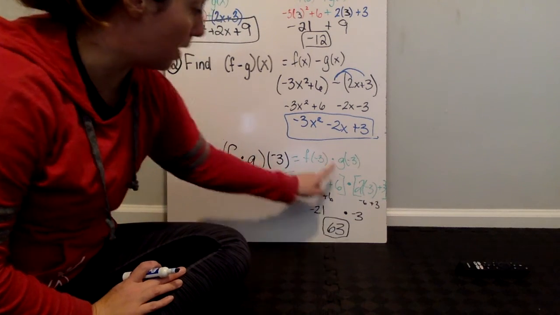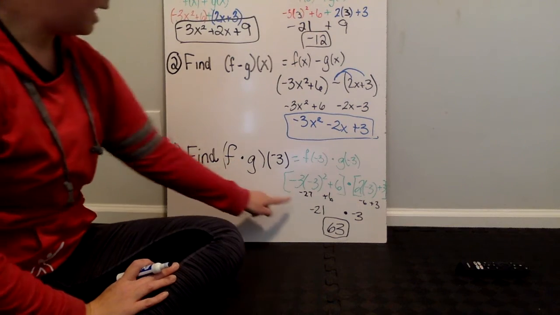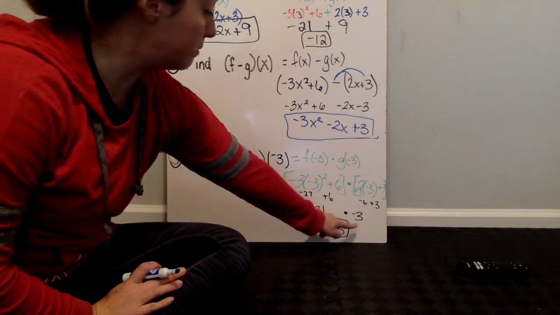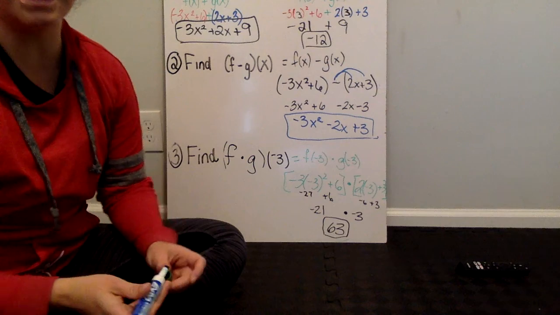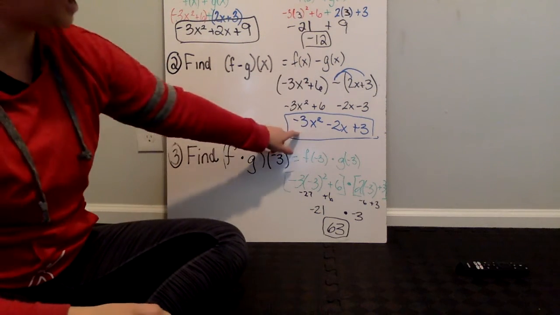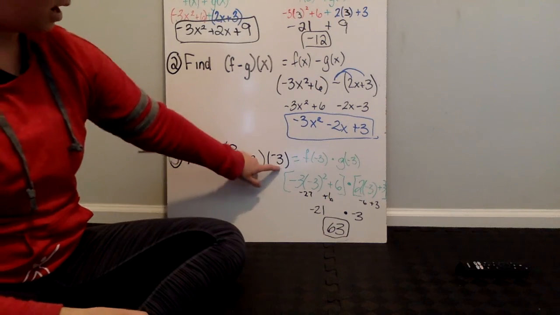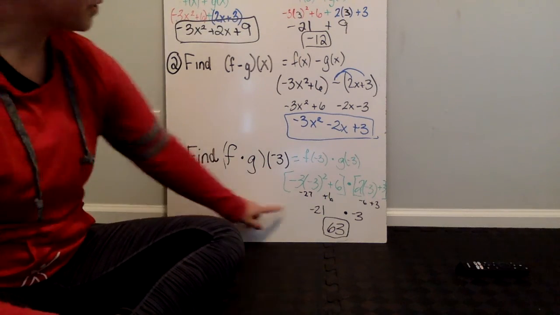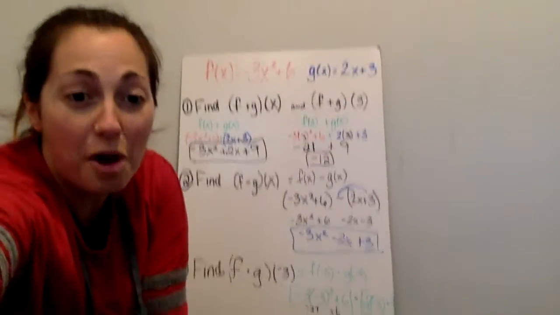And then I'm multiplying because it said to multiply. And negative 21 times negative 3 is positive 63. So again, if you're asked for an x, like in number 2, you're going to get an x. If you're asked for a number, you're going to get a number out. All right, I hope that helps.